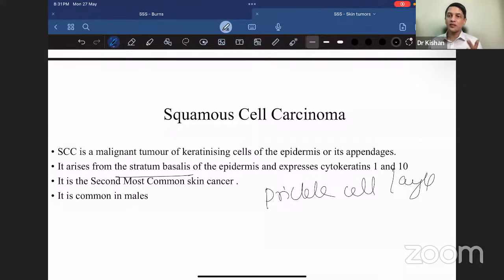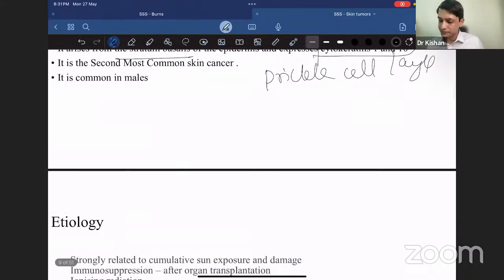And what are the genetic expressions? Cytokeratin 1 and 10. Okay, these two, if you know, it's well and good. This is the second most common skin cancer and common in males. SCC is common in males. All these things may not be required, but it arises from the prickle cell layer of the stratum basalis of the epidermis. This is the one layer you must write in your answer.